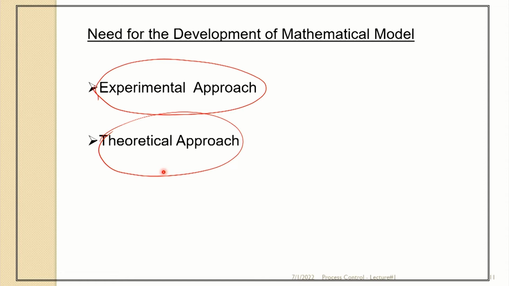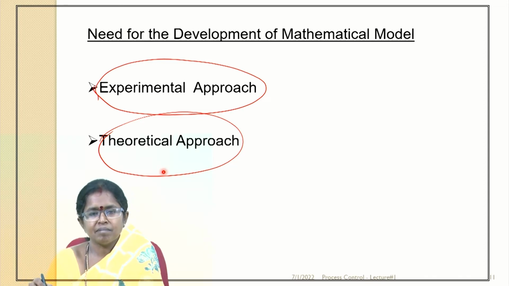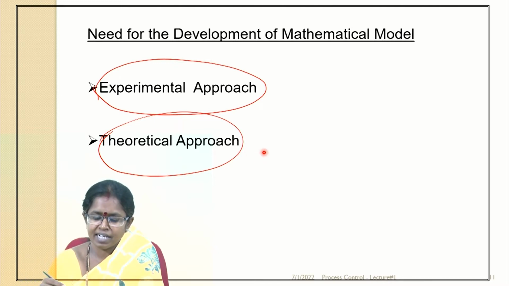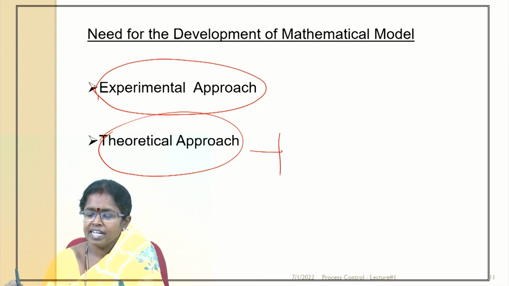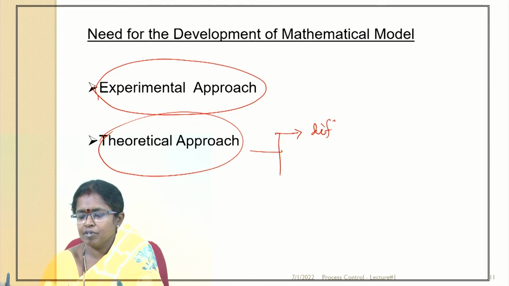In the theoretical approach we cannot rely on the physical equipment of the process, whereas in the experimental approach we entirely depend on the physical equipment or the practical setup of the equipment. Instead of that, we need a different representation of the process in order to study its dynamic behavior. So this representation is usually given by a set of differential or algebraic equations.